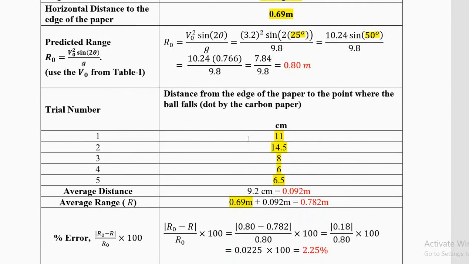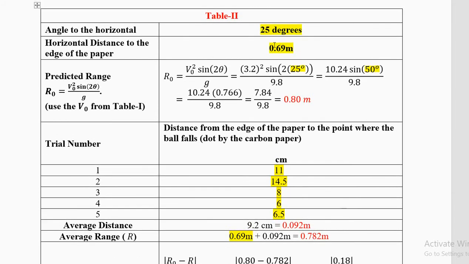Now again on the paper you will get 5 distances. If you do it 5 times, you get 5 distances; if you do it 6 times, you will get 6 distances. You'll get 11, 14, 8, 6, 6.5. We cannot control where the ball falls, so you'll get different numbers, some big and small. The average is 9.2 centimeters divided by 100, you'll get 0.092 meters.